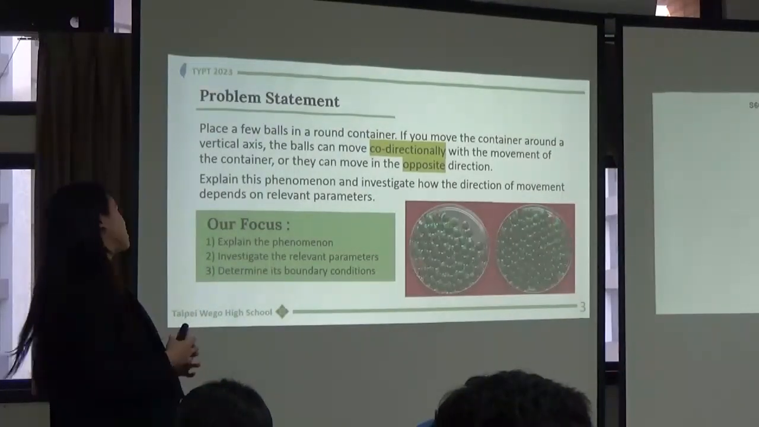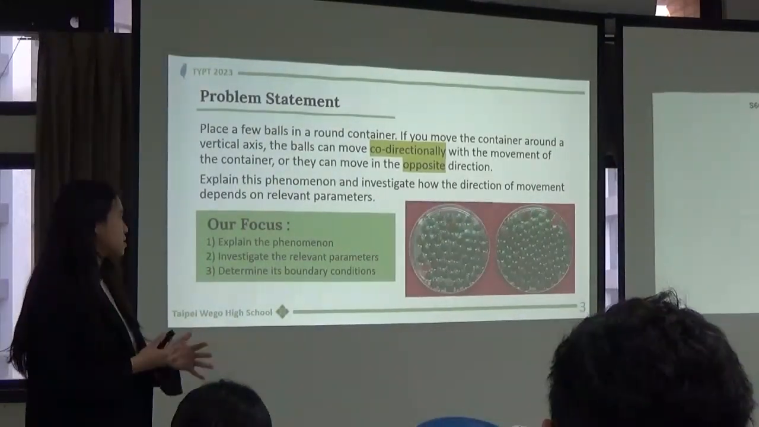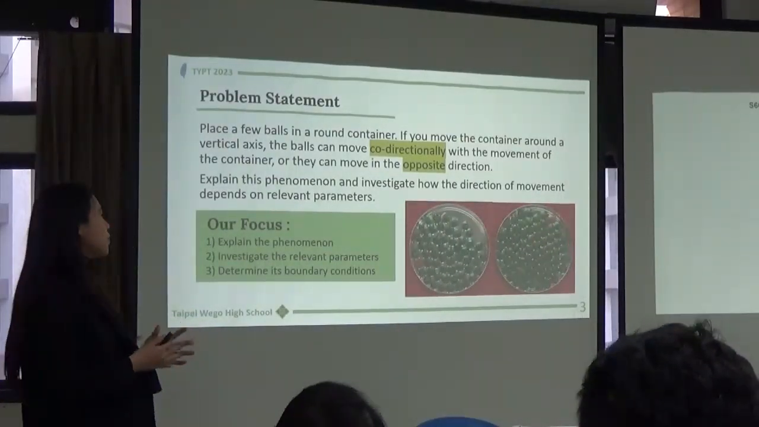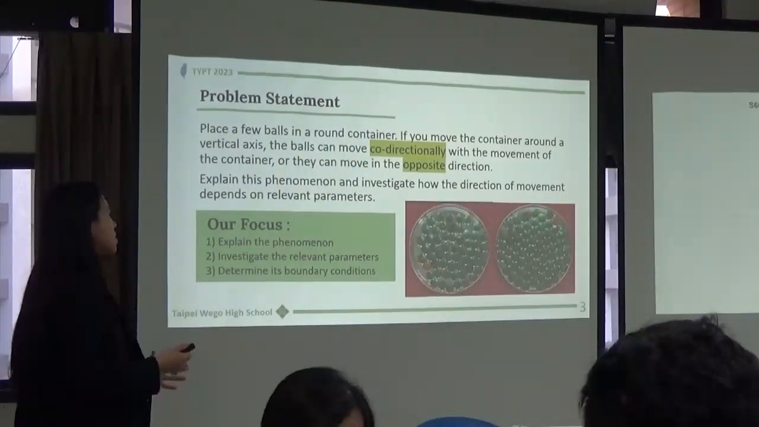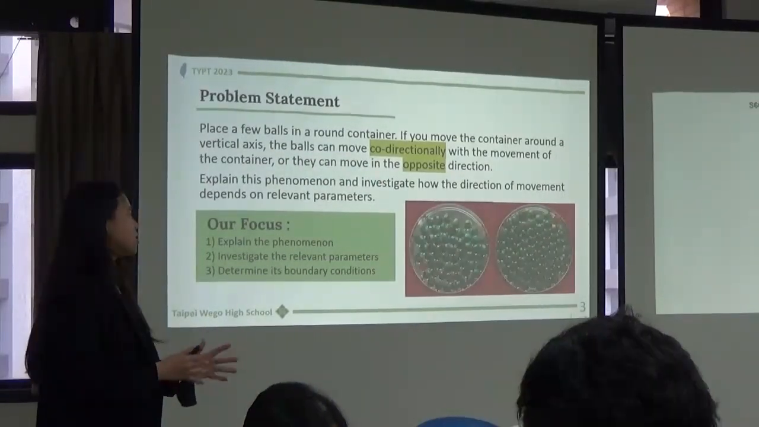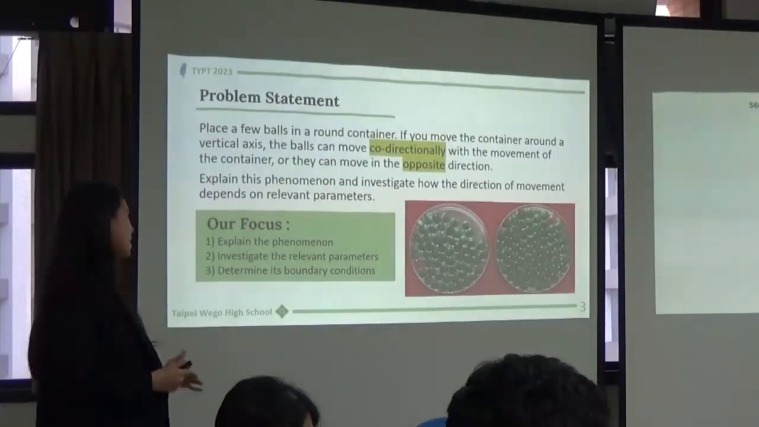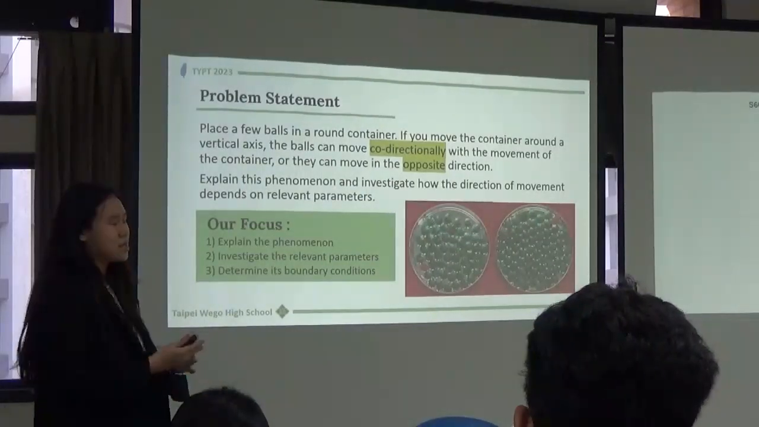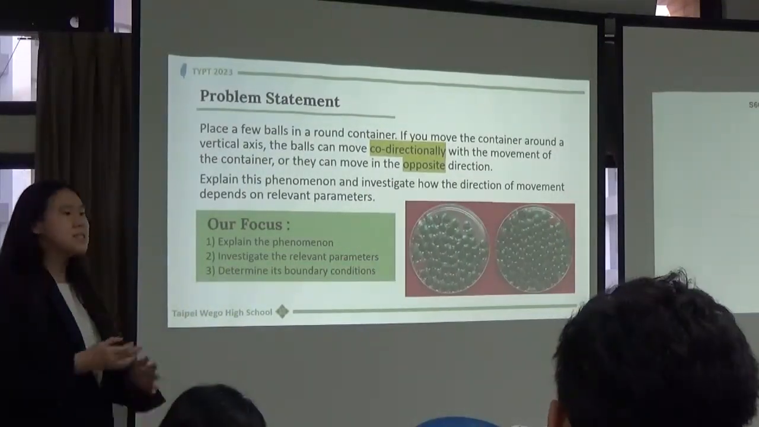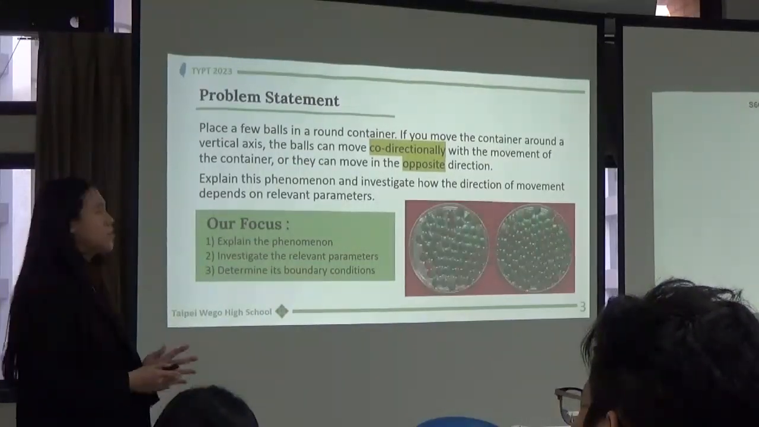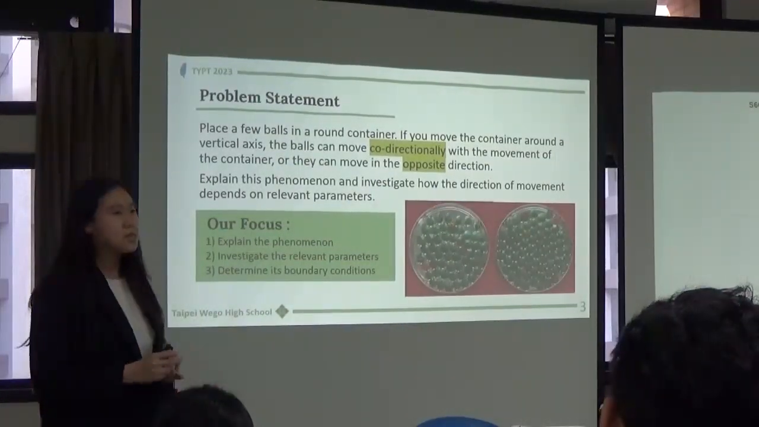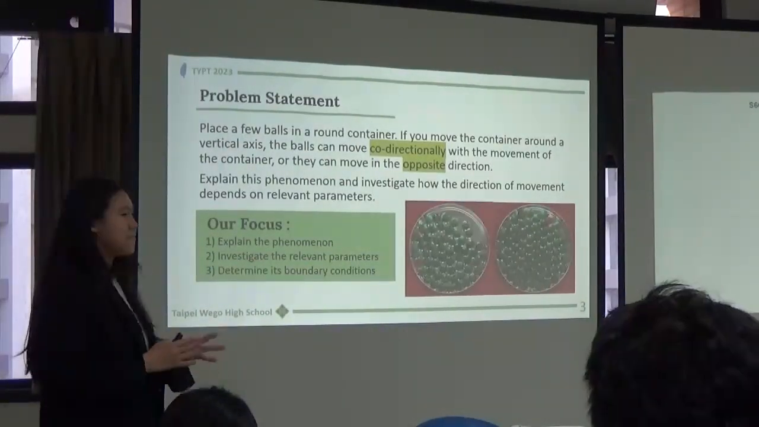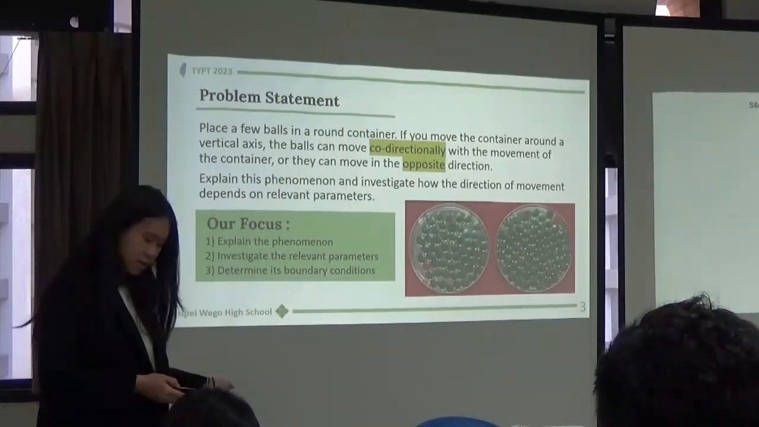Again, to reiterate the problem statement, first we have to place a few balls in the round container, and if we were to move the container around a certain vertical axis, the balls inside the container could move co-directionally with the movement of the container, or they could move in an opposite direction. Henceforth, we are here to explain this phenomenon and investigate how the direction of the movement depends on several relevant parameters. And our team believes that the debate should focus on three points: first, to explain the phenomenon; second, to investigate several relevant parameters; third and finally, the most important point, to determine the boundary condition.